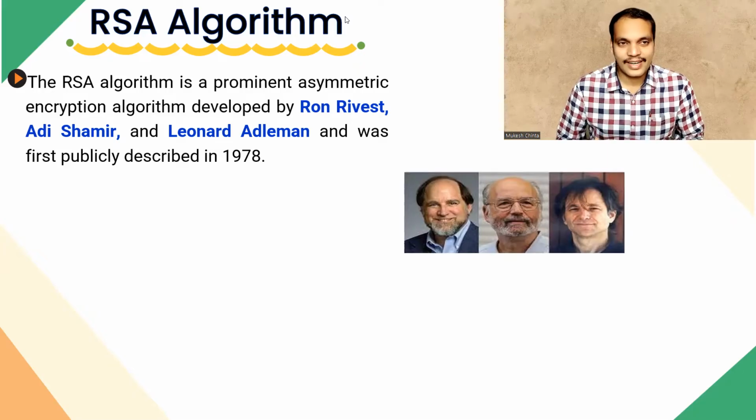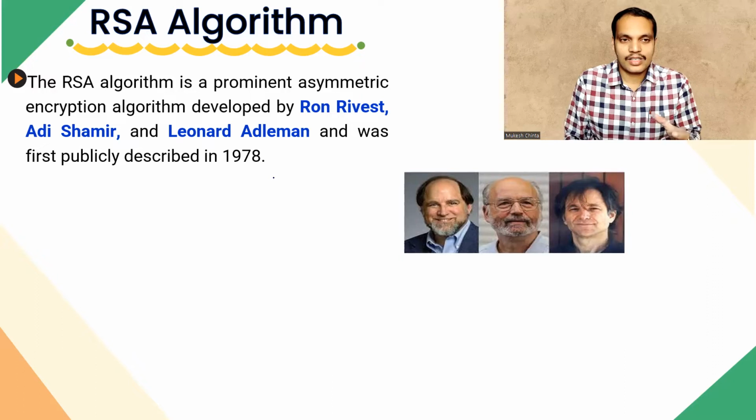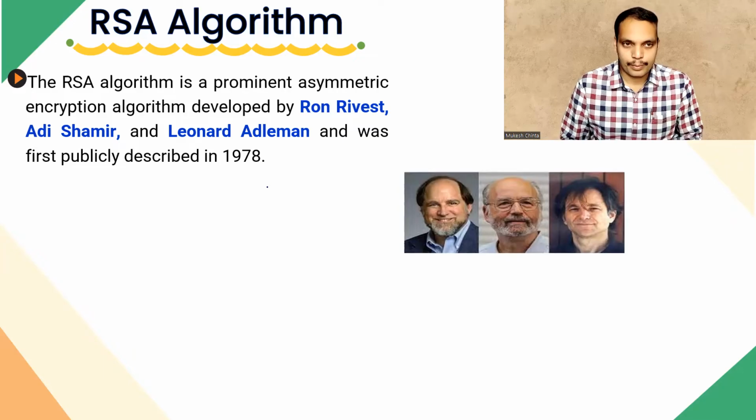It is actually named after the three people who invented this algorithm. Those three scientists are Rivest, Shamir, and Adleman. These are the three guys who came up with this idea, and this is one of the most prominent algorithms used in the domain of asymmetric encryption.